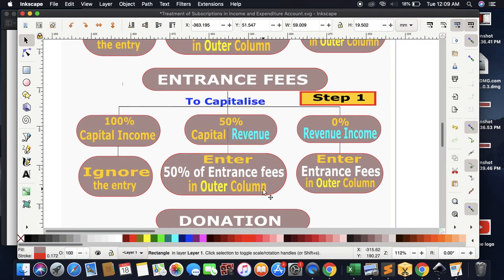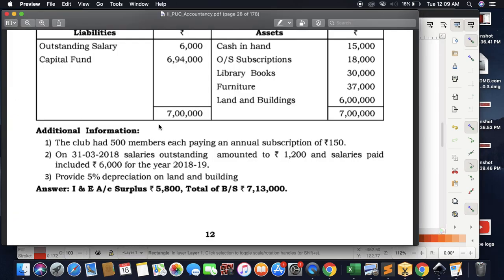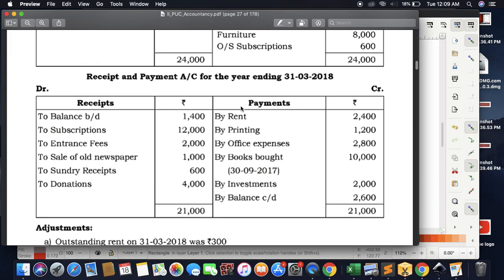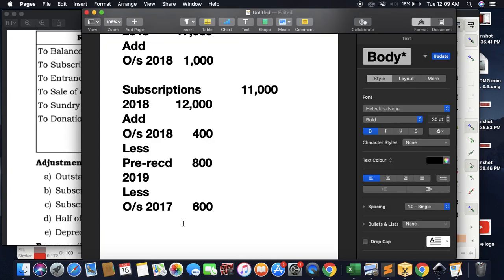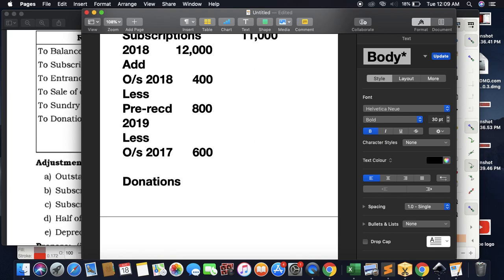Now, like entrance fees, I'll show you an example so you can understand better. See, entrance fees is 2000. Half of the entrance fees and half of the donations are to be capitalized. So you take 1000 rupees of this and donations 2000 rupees from here, because half and half, 50% of each. So you will mention in the inner column like this, donations.